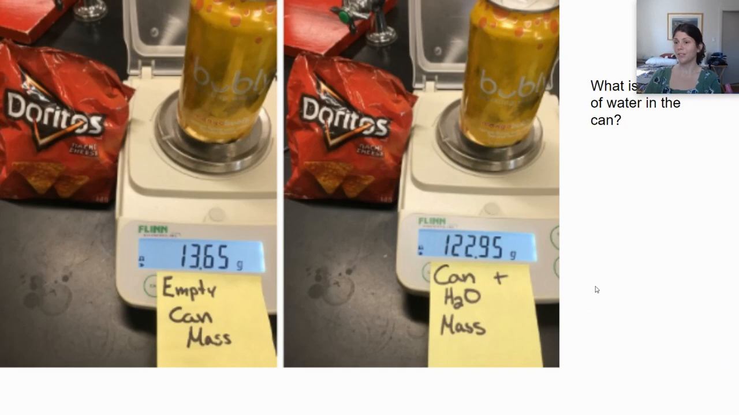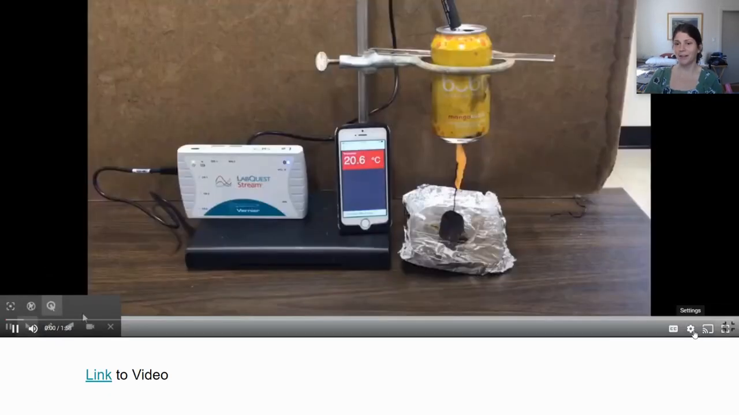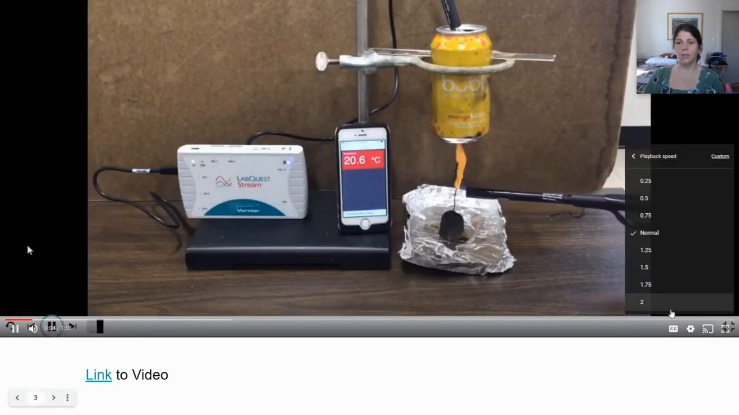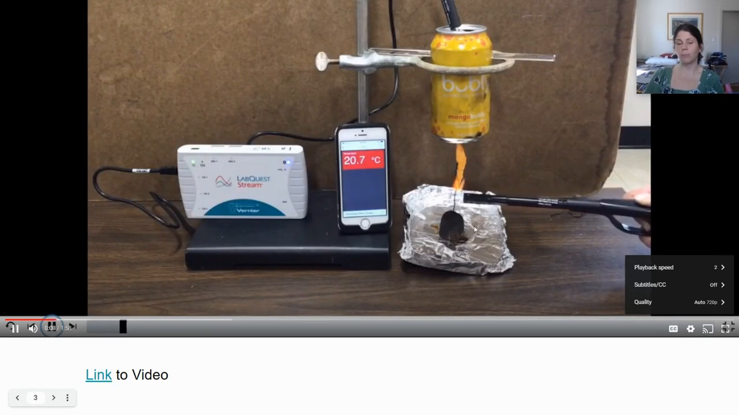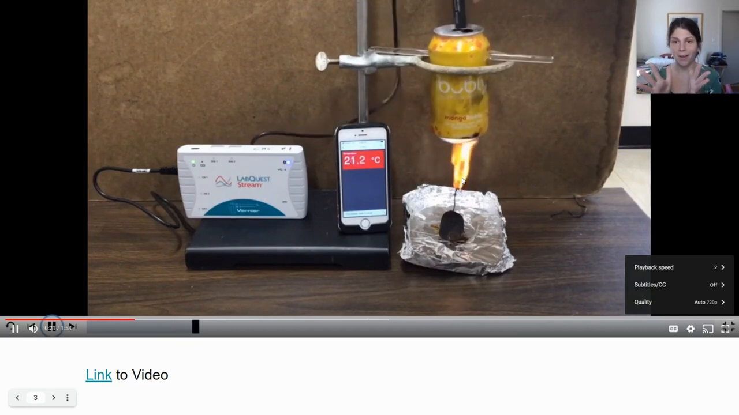Then what we would do is literally just set that on fire. I have a video here of this happening, and we're going to watch it a little bit faster than it needs to. We would have had to mass this chip before. I'll give you that data point. Once we set the chip on fire, what we're doing is breaking bonds in that chip. And when we break bonds, it gives off energy.